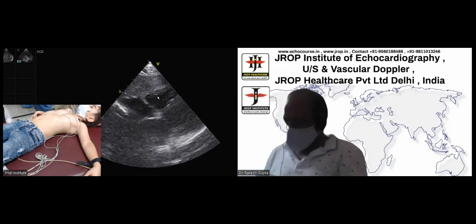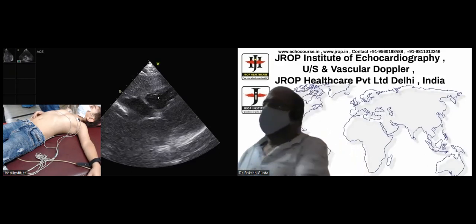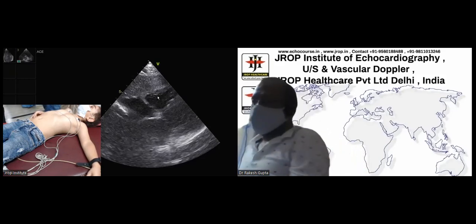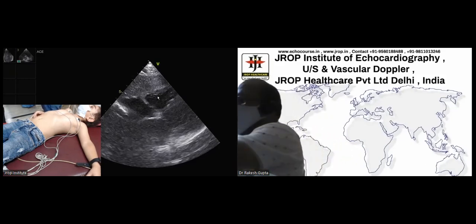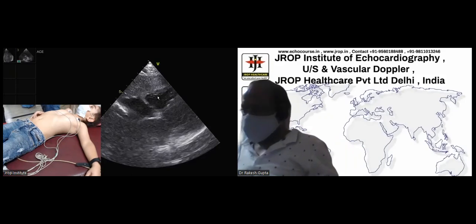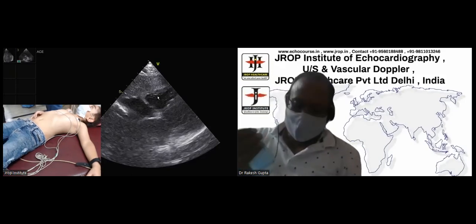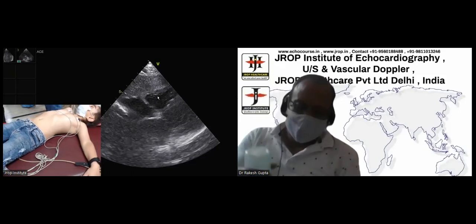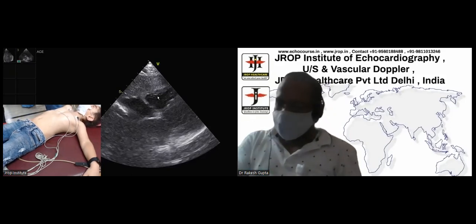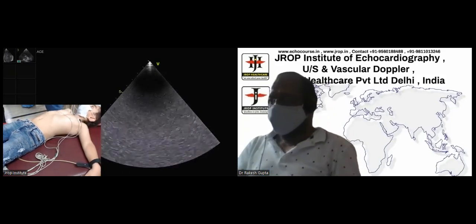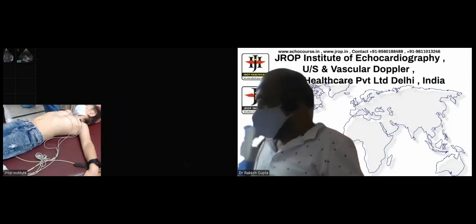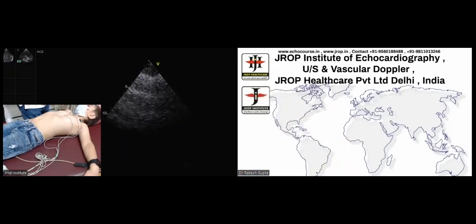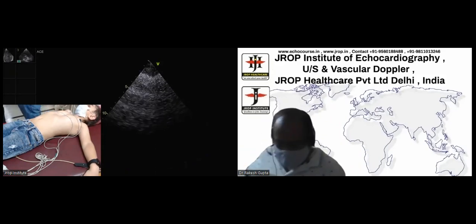Now, let us switch gears. This subject has some abnormalities, and I'll show you the abnormality. Can any one of you say what the abnormality is? For Doppler, I need a lower frequency transducer. I'm changing my transducer to a lower frequency and again doing the same thing which I was doing earlier.